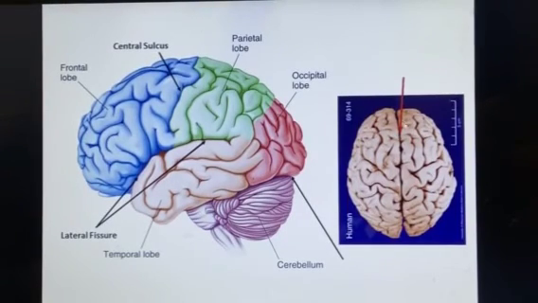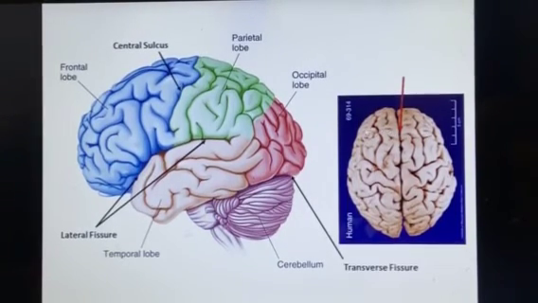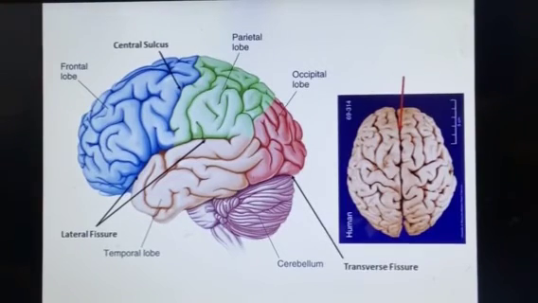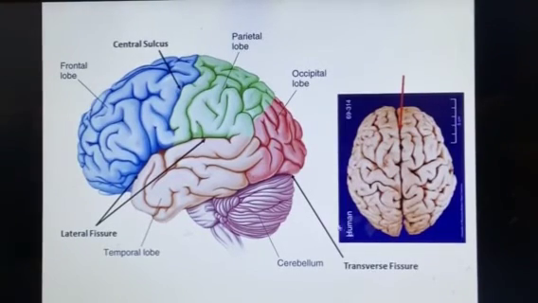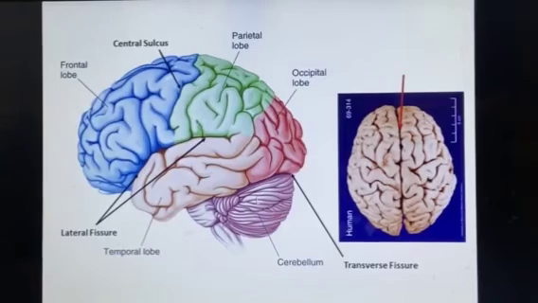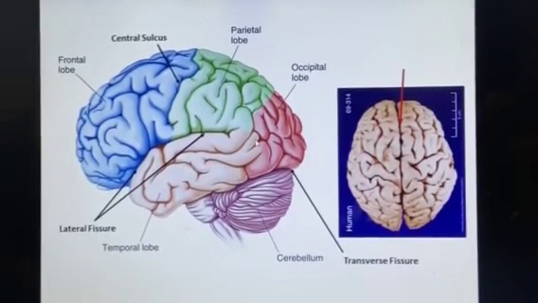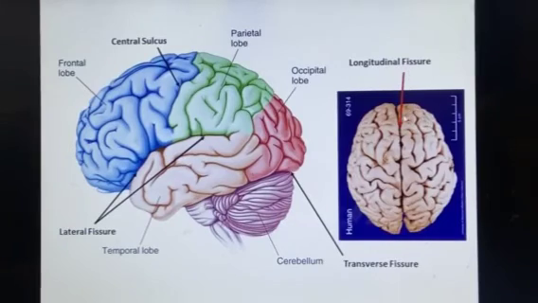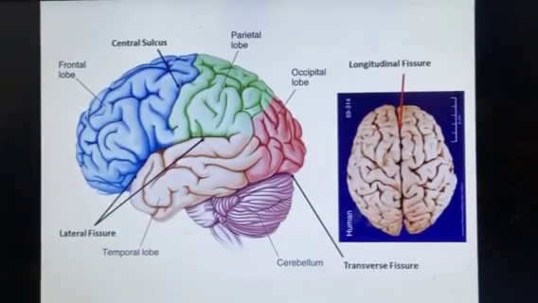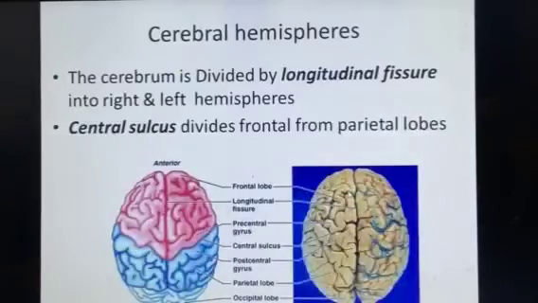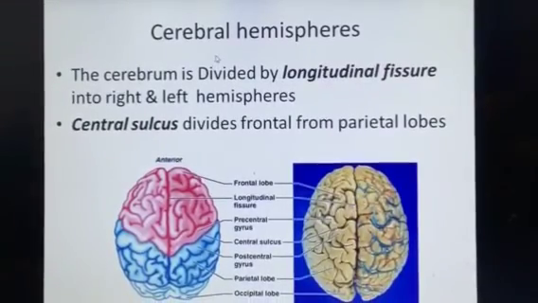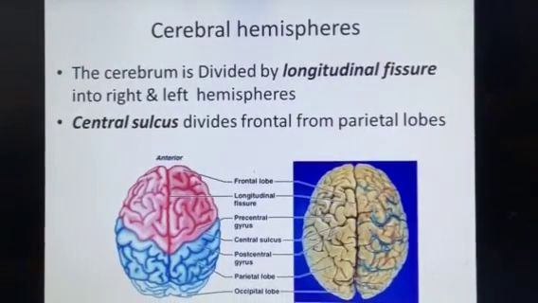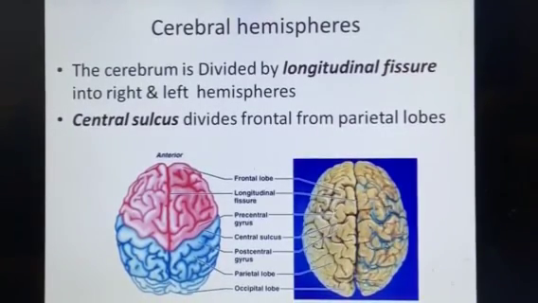Of course, don't forget this one. The picture is here, sorry. This is transverse fissure between the cerebellum inferiorly and the cerebrum superiorly. This is longitudinal fissure. We discussed it already between the 2 hemispheres. Another picture, superiorly. The cerebrum is divided by longitudinal fissure. We discussed it already. This is a picture of cadaver.